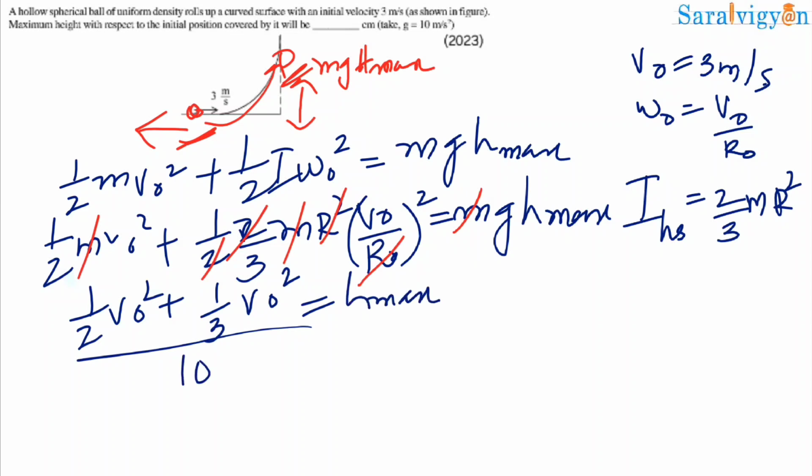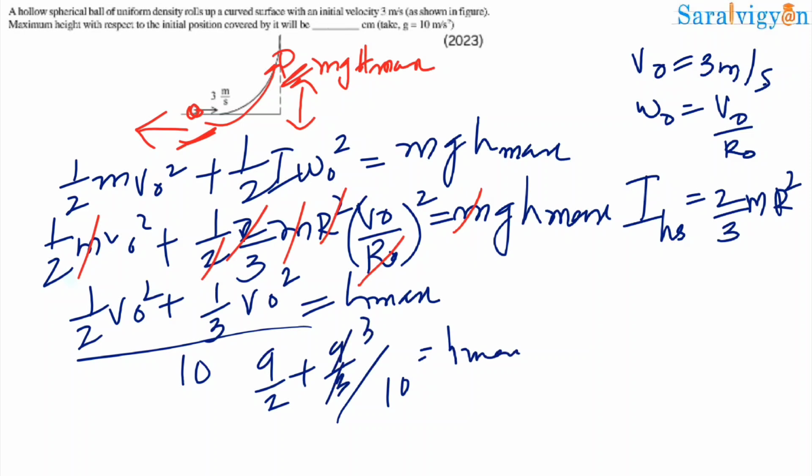Now we can substitute it. We know v0 value is 3, so v0 square would be 9. So we have 9 by 2 plus 9 by 3, divided by 10, is equal to h max. We can cancel 3 over here. Now remaining we get 9 plus 6 by 2, which is 15 by 2, into 10, so we have 20, which is our h max in meters.